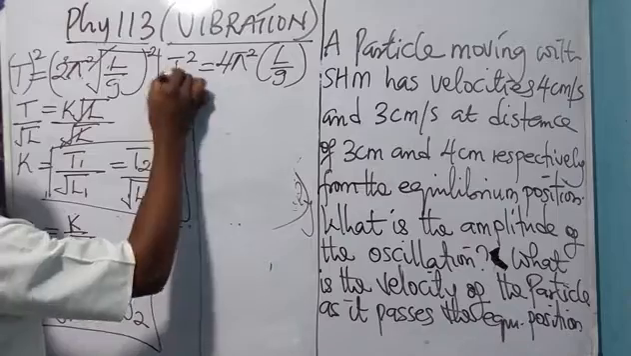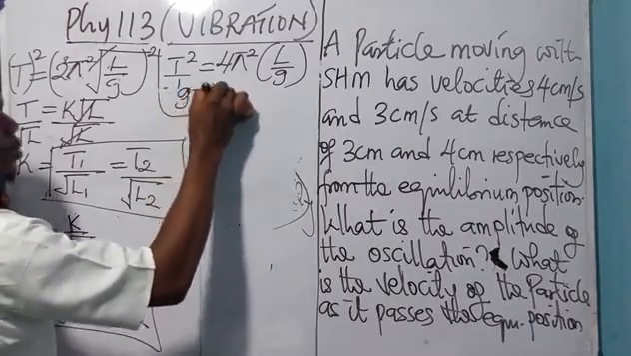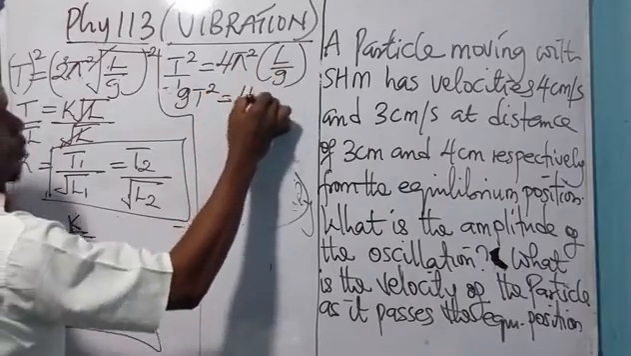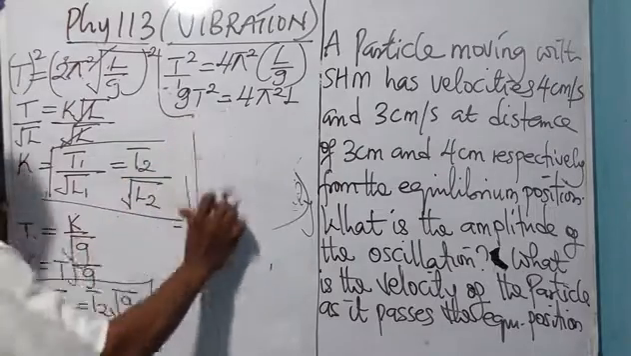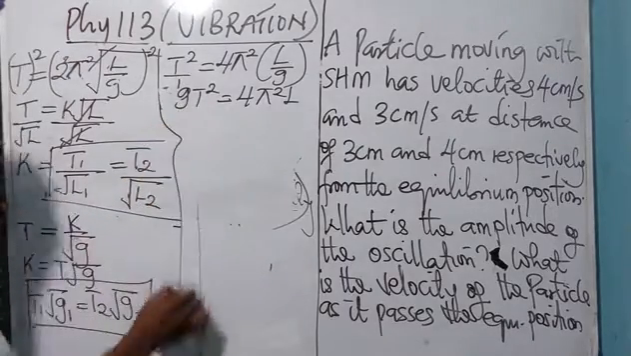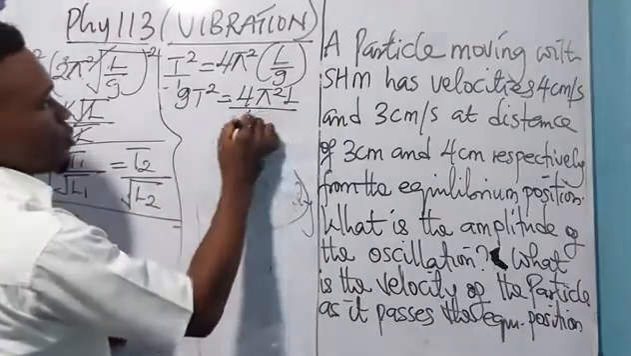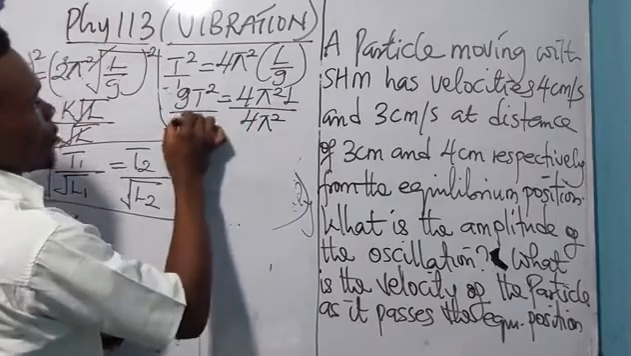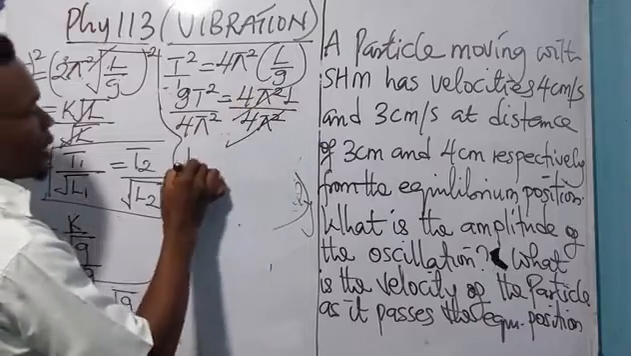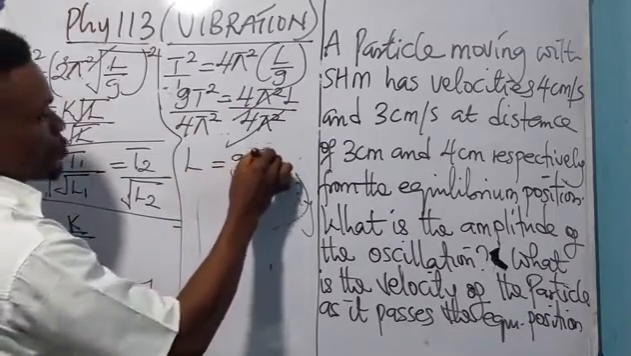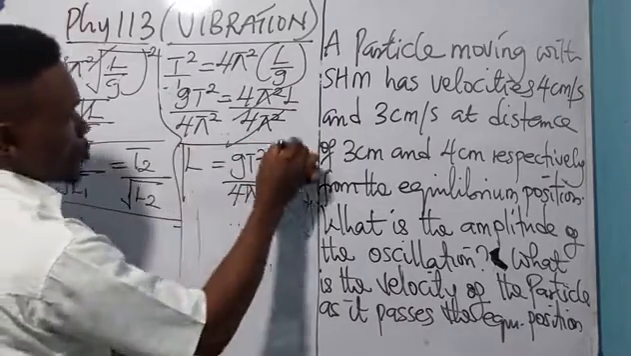if I cross multiply, I'll have G T squared equals 4 pi squared L. But I want to make L my subject. What will I do? I'll divide both sides by 4 pi squared. So this will go into this, and I have that L equals G T squared over 4 pi squared. Alright, so also take note of this.